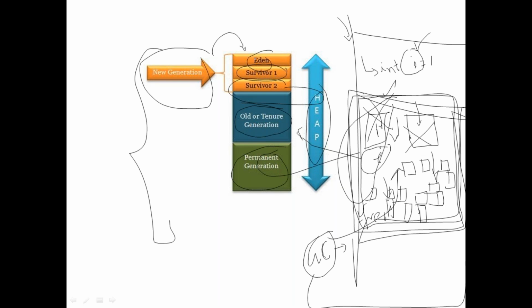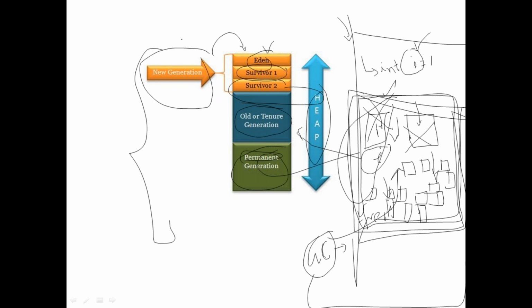First, in your interview you have to talk about these generations. What are the three generations? The new generation, old or tenured generation, and permanent generation. The name suggests it's permanent, which means that the GC will not come and take it away. The GC will not clean up this permanent generation, because it consists of something other than objects. So you have young, old and permanent.